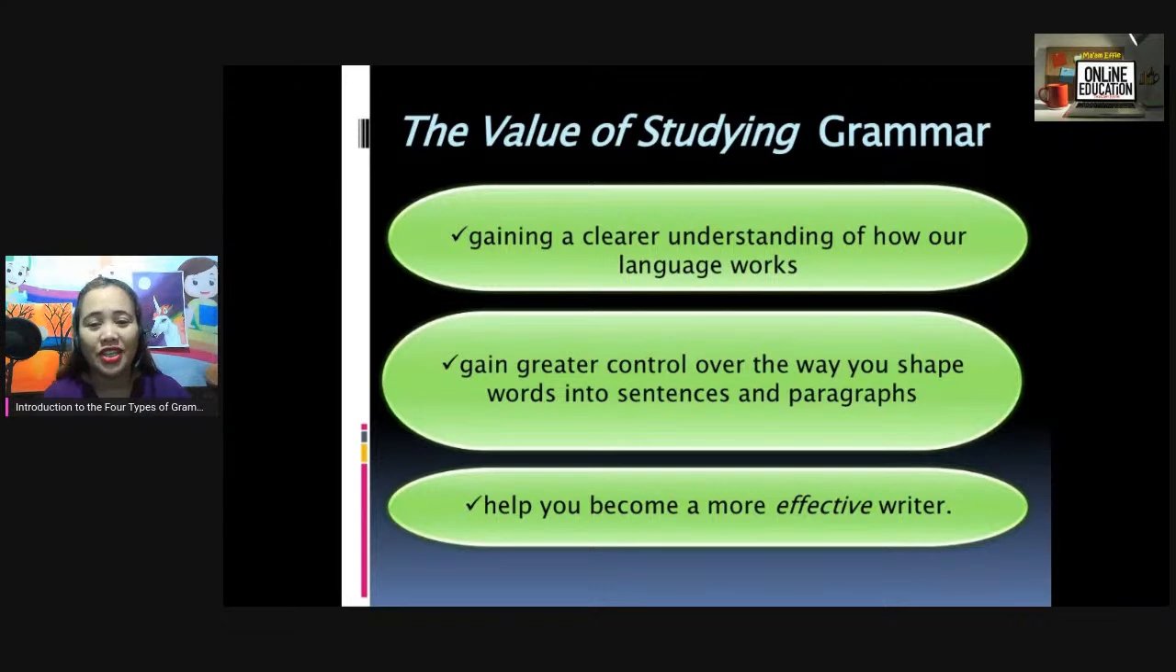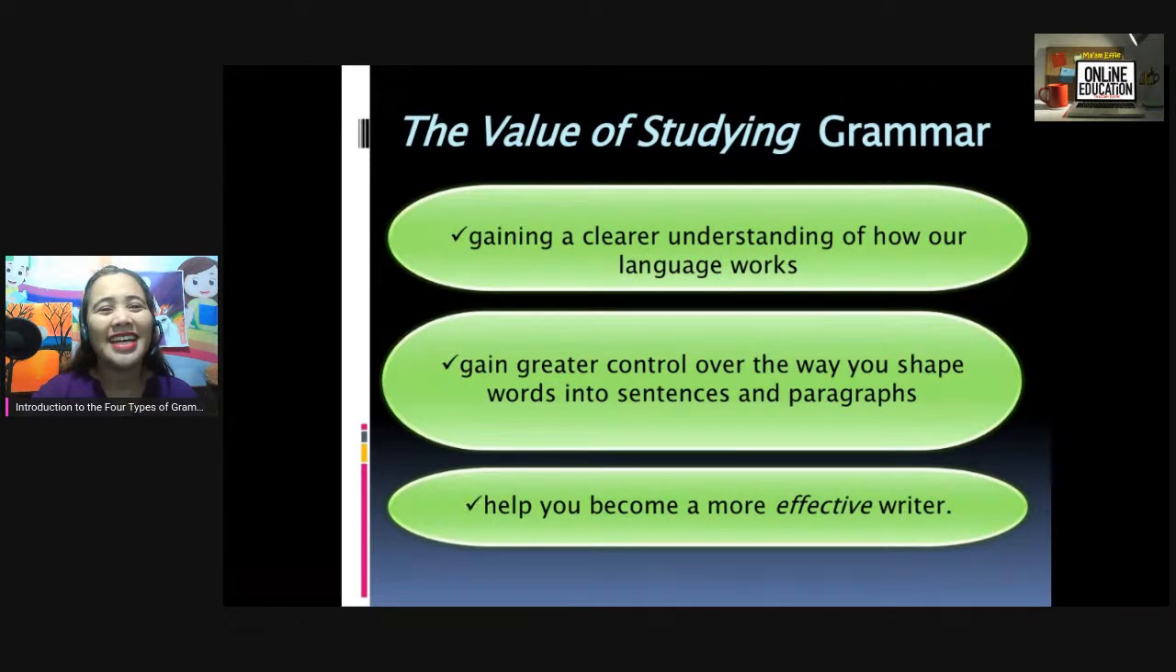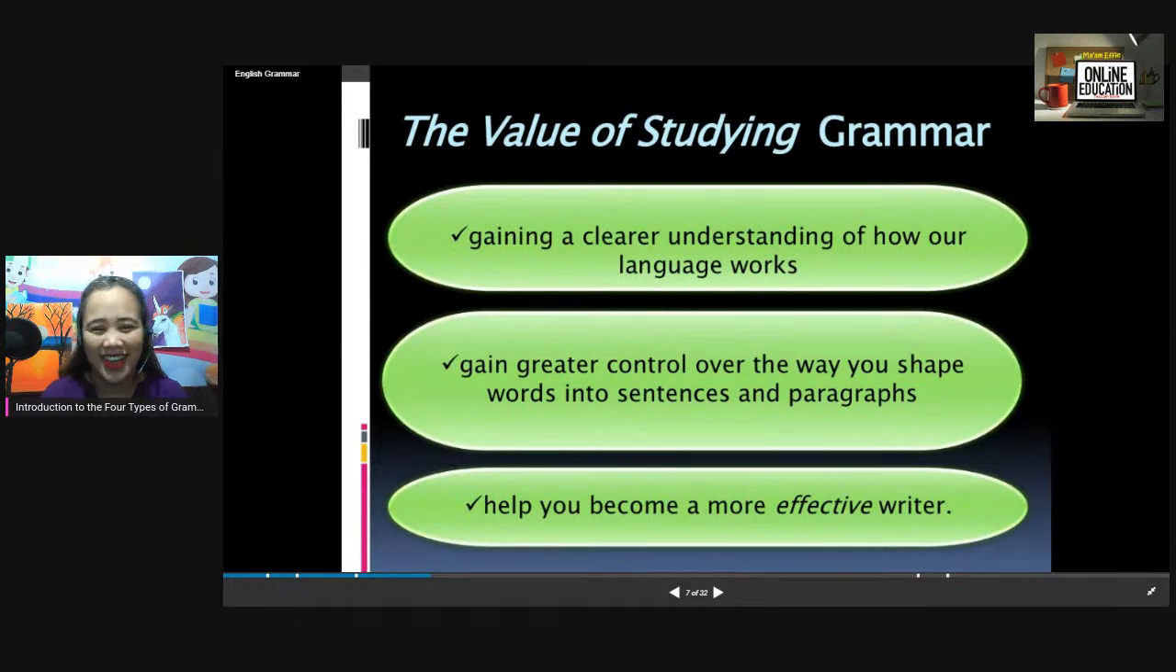So, gaining a clearer understanding of how our language works. Of course, English is our language already. We always follow this. We are always using English grammar. So, gain greater control over the way you shape words into sentences and paragraphs and help you become a more effective writer. Yes, of course. Okay. So these are now the value of studying grammar.